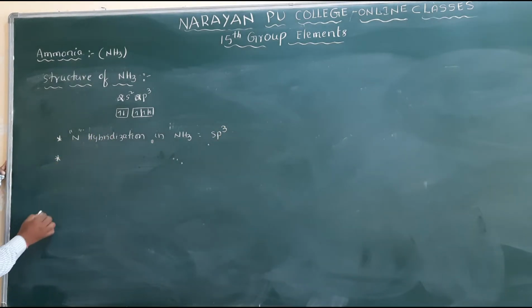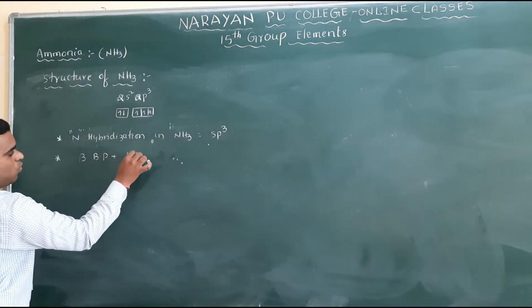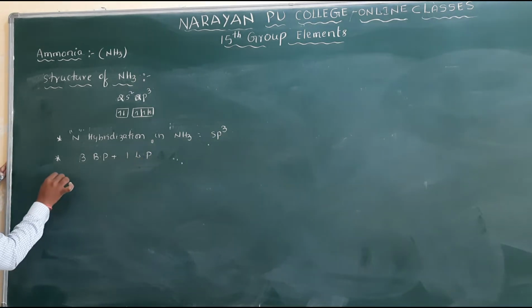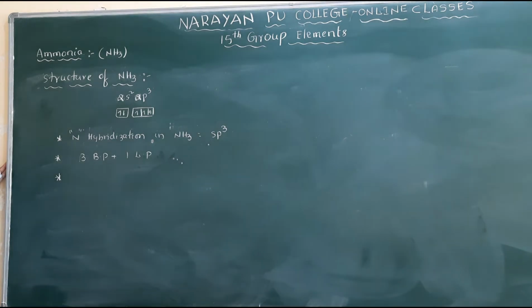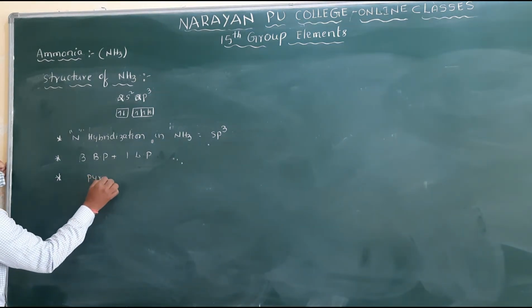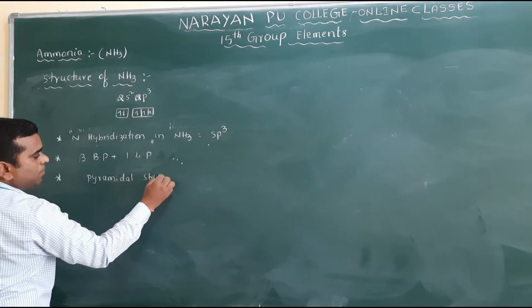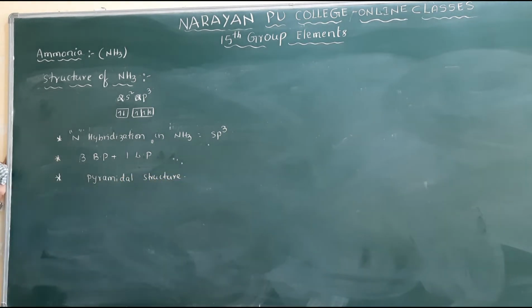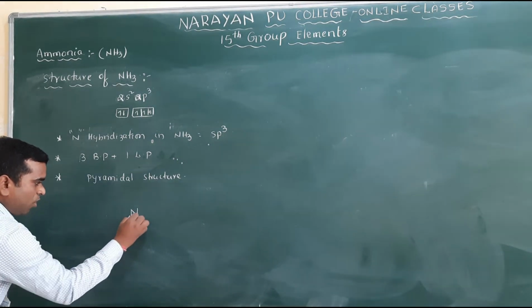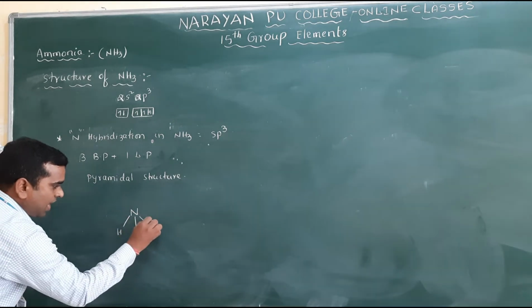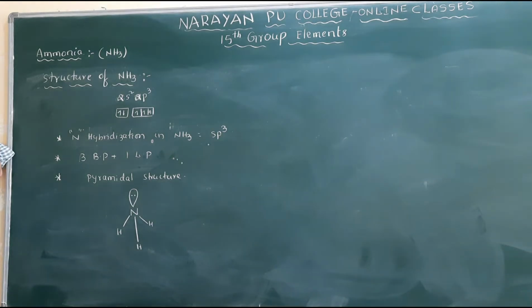How many bond pairs are there here? There are 3 bond pairs and 1 lone pair. And you know that whenever there are 3 bond pairs and 1 lone pair, the structure of the molecule is pyramidal. What is the pyramidal structure? Nitrogen is making bonds with hydrogen, and there will be 1 lone pair of electrons. This is what we call pyramidal structure.